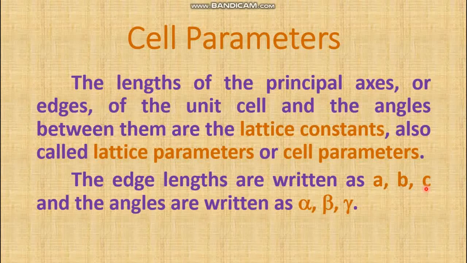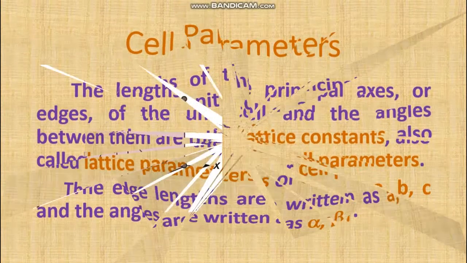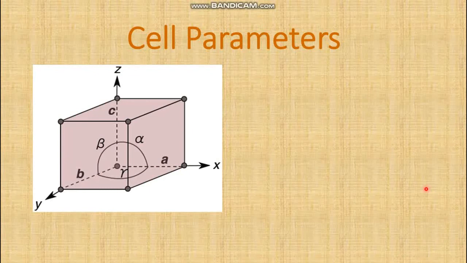Now the angles made by any two of the axes are alpha, beta and gamma. Any two of the axis is actually a wrong term, any two of the edges. So the angles made by any two of the edges, the angles between them, are denoted as alpha, beta and gamma. We shall elaborate this.